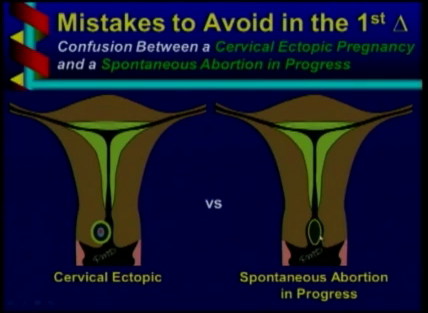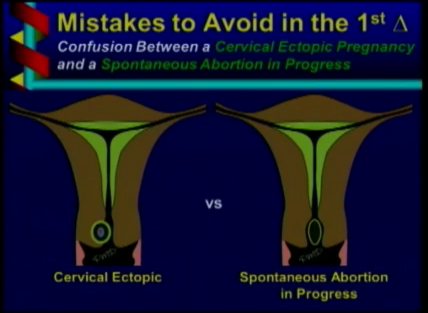A spontaneous abortion in progress is when the pregnancy started up in the body of the uterus but is now passing out through the cervix. This is a spontaneous abortion in progress. Passing through, this is implanted in the cervix, or cervical ectopic. This is an emergency situation. This is not nearly as emergent and requires no serious treatment because it will come out on its own.